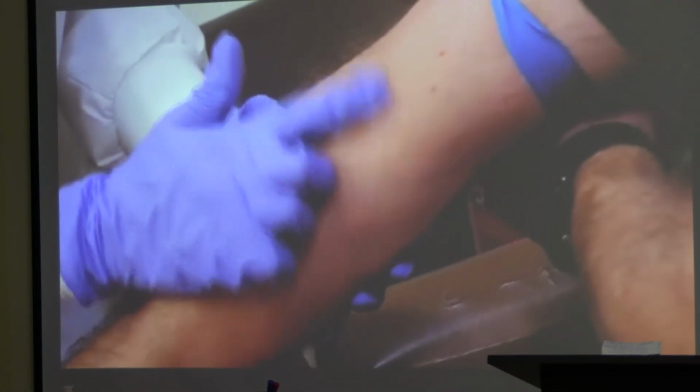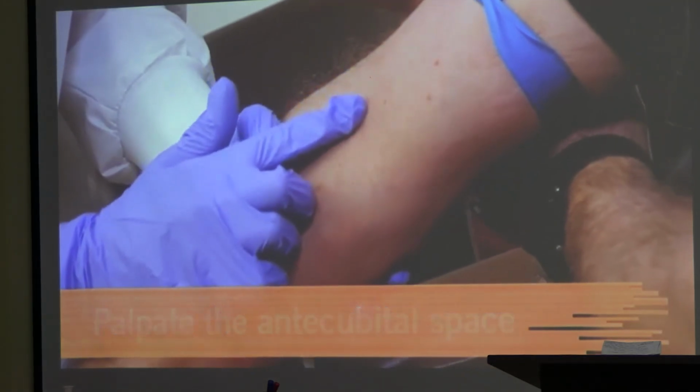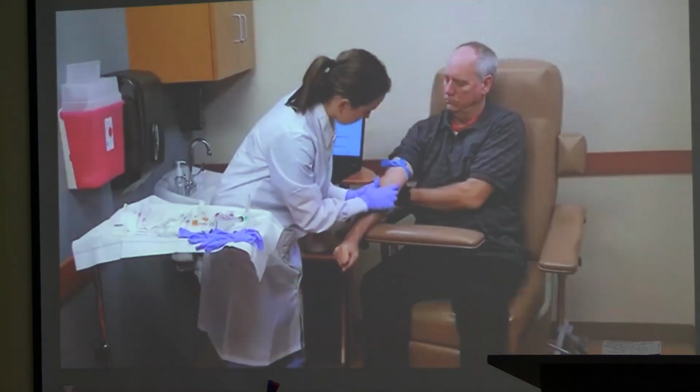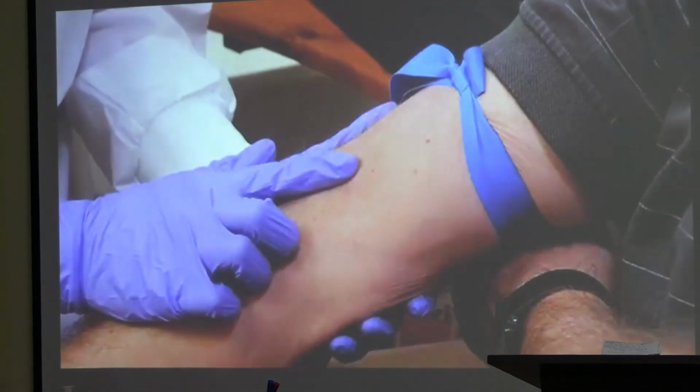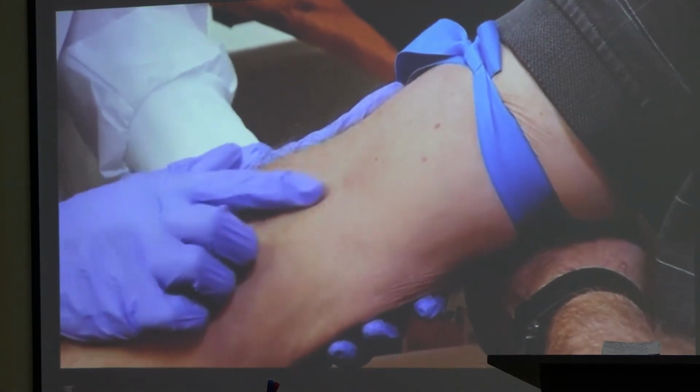Select the venipuncture site by palpating the antecubital space. Once you've found the vein, use your index finger to trace the path of the vein and judge its depth.